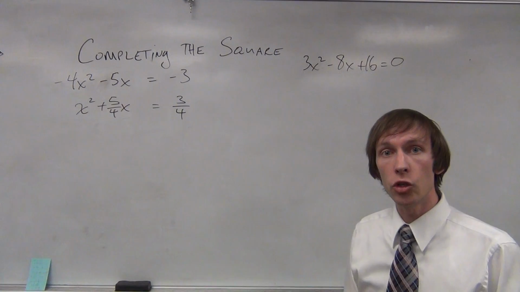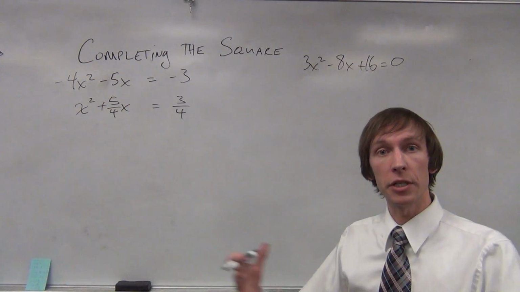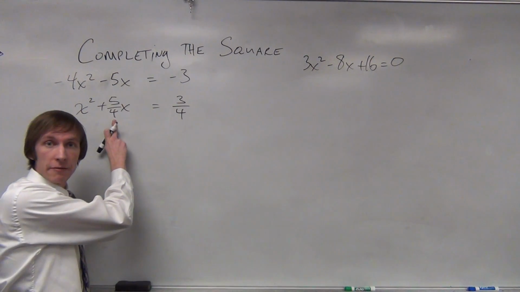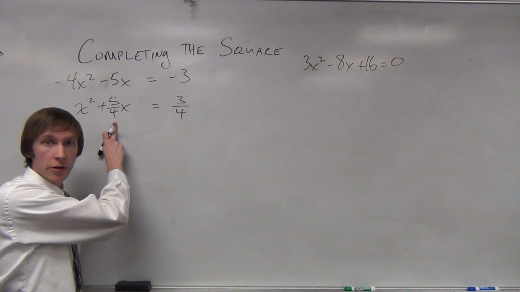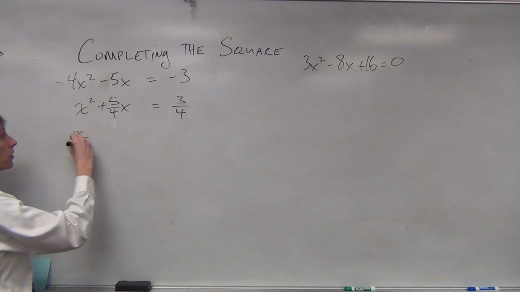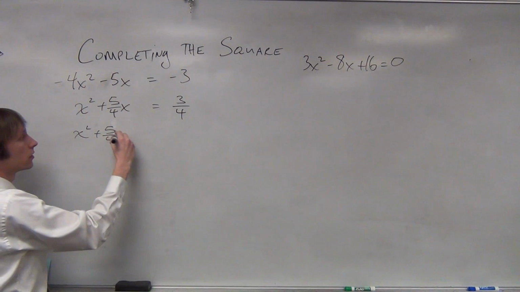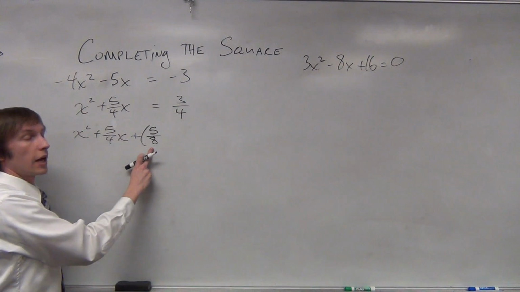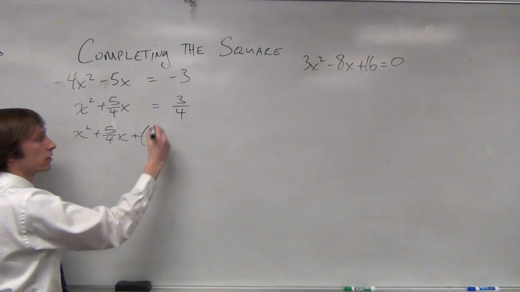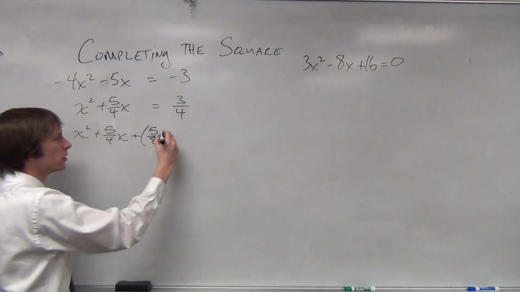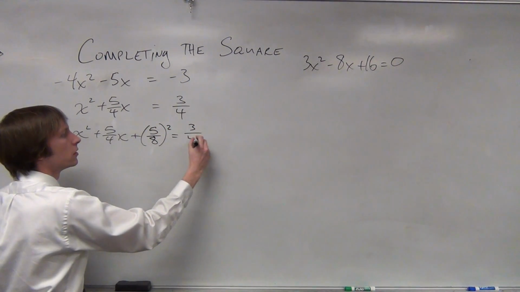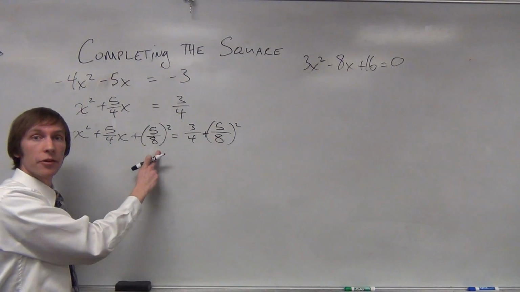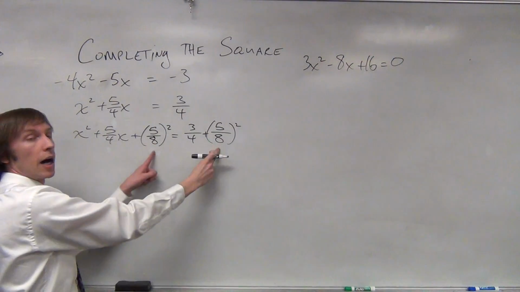And now we're going to continue by completing the square as we did in the previous video. We need to take the b value, divide it by 2, and square it, adding that quantity to both sides. Half of 5/4 is 5/8. Essentially, we just multiply the denominator by 2. And we'll add the square of b divided by 2 on both sides.